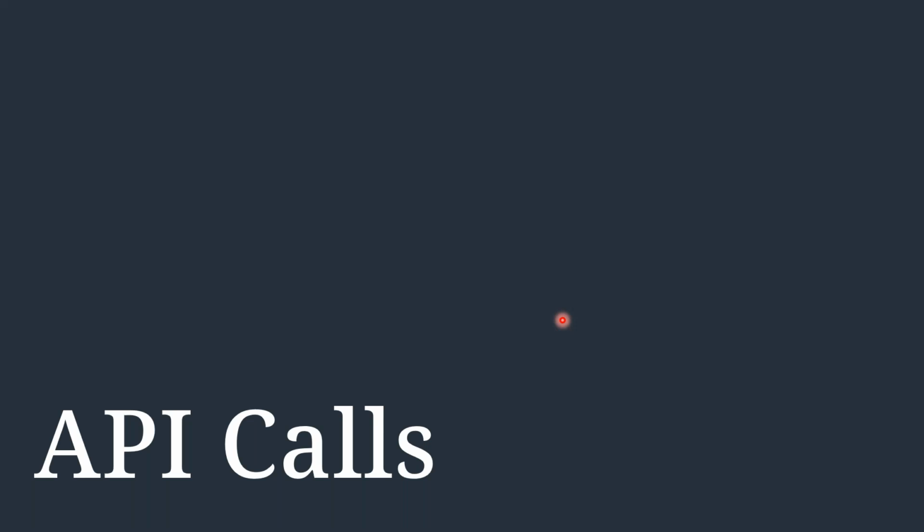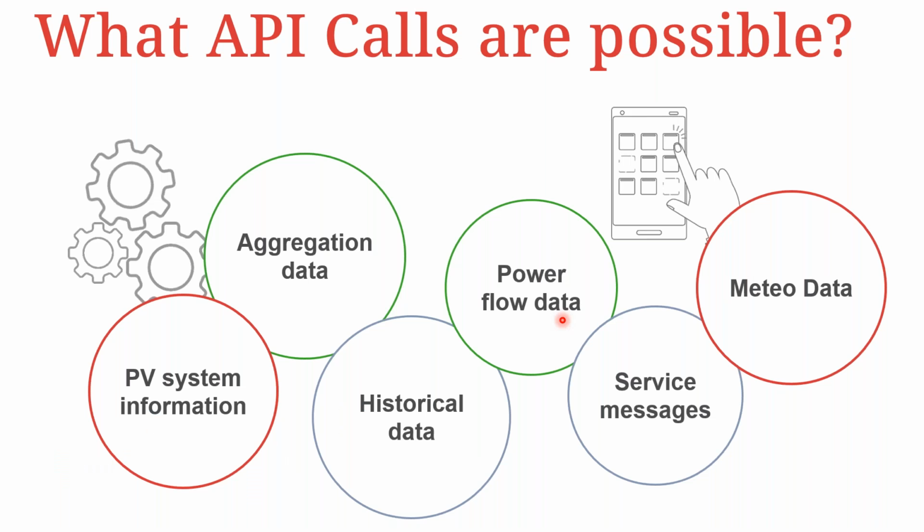So the next part is the API calls itself. So what API calls are possible? Aggregation data, so this is your real-time data, for example, as well as PV system information. You can also do historical data, your power flow data itself, as well as any service messages, as well as your meteo data that you can pull directly from SolarWeb.